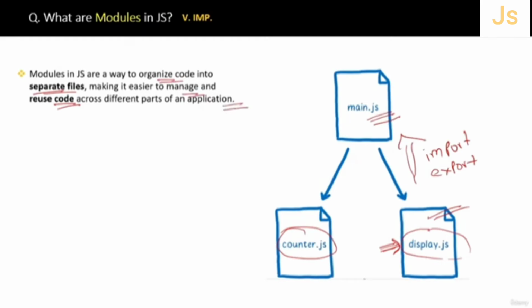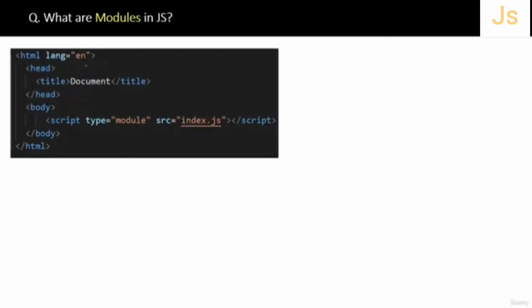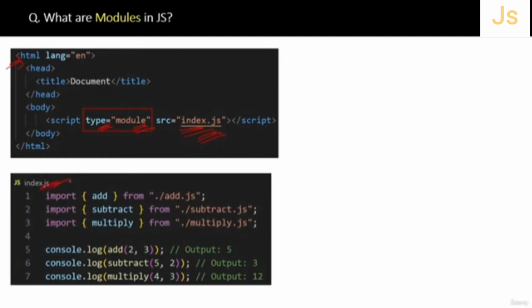Now let's see the code quickly. Suppose you have this HTML on your web page. Here you are putting the source as an index.js file, which is the JavaScript file. But here, as you can see, we have type equal to module. What does that mean? It means the index.js file is a module also. So if you see the code of the index.js file, here you can see that we have these import statements for add, subtract, and multiply methods from different JavaScript files. And then down here, we are calling these methods.